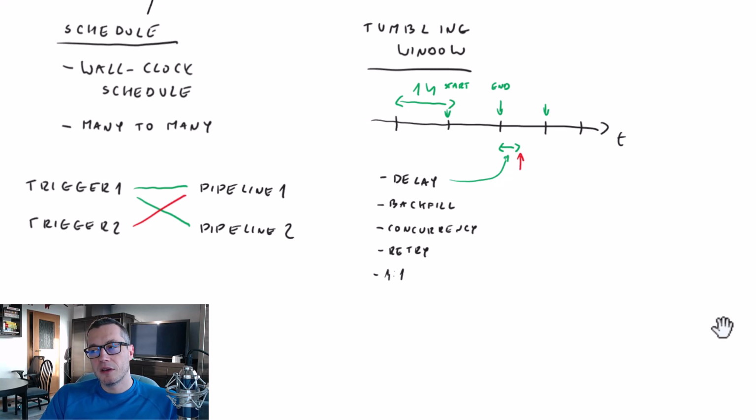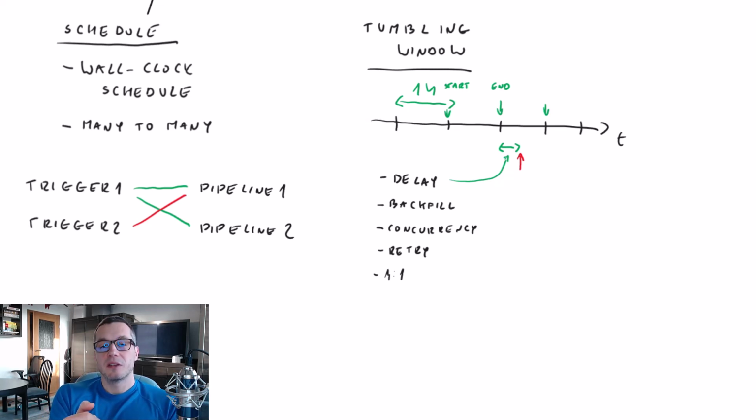So if you want to backfill your data, then the only way to do this is to use a tumbling window trigger, because the schedule one is not able to execute for the periods from the past. And the tumbling window has these retry capabilities that are not possible in case of a schedule one. Likewise, the concurrency settings, we have them in the tumbling window case, not for the schedule one.